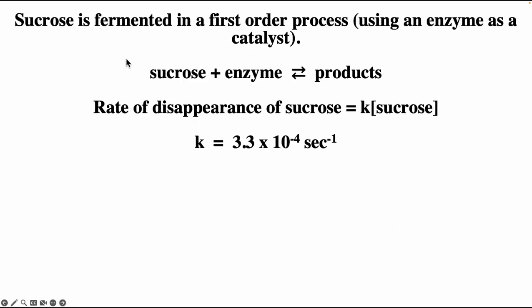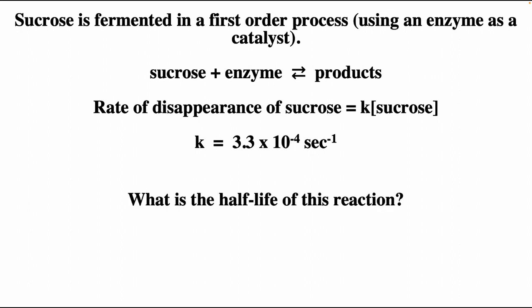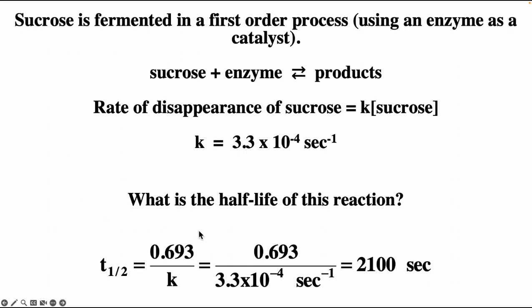So sucrose is fermented in a first order process using enzyme as a catalyst. The rate of disappearance of sucrose is equal to k times the concentration of sucrose. And so this is a first order process because this exponent is 1. And it gives you the k of 3.3 times 10 to the minus 4th. And so what is the half-life? And so we saw that the half-life is equal to 0.693 divided by k. And so 0.693 divided by 3.3 times 10 to the minus 4th per second. And that gives us a half-life of 2,100 seconds.